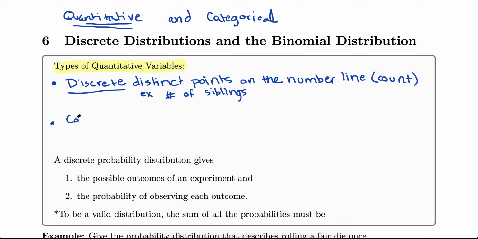That's going to be our next type: continuous quantitative variables. By continuous, we mean it could occur anywhere on a number line. So between 3 and 4, I've got lots of options: 3.01, 3.011, 3.01111, and so on. So that's what we mean by continuous. It could be anywhere on a number line.